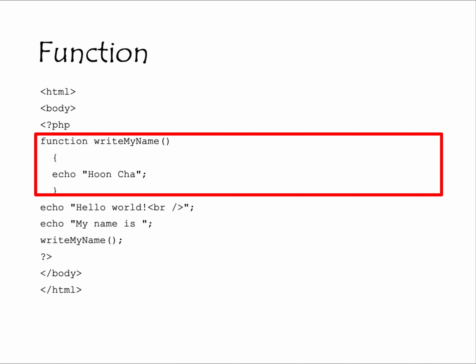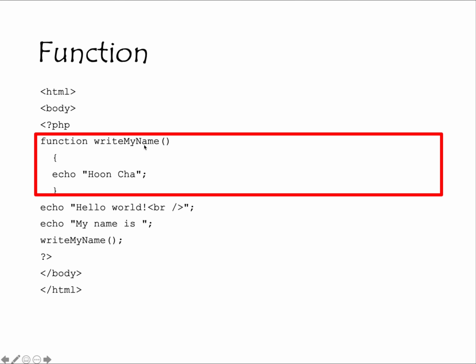Now, in this slide, I'm showing you how to make your own function. So, a user-developed function. To make your own function, you declare it with the function keyword, and then you name it. The function name follows. In this example, I used write my name as the function name.